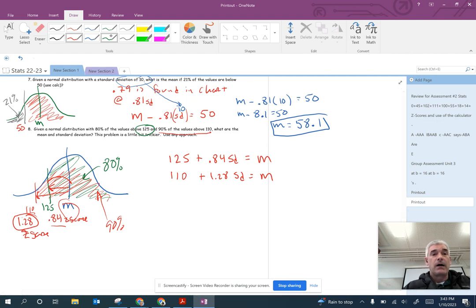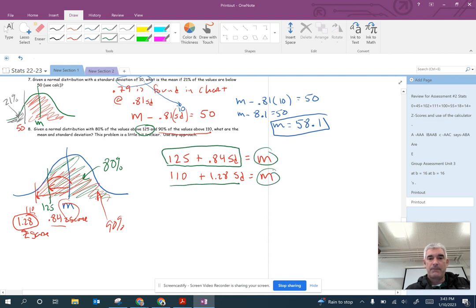Well, using systems of equations, if this equals m and this equals m, then I can use substitution. I can plug this in for m up above. So that's what I'm going to do. I'm going to do 125 plus 0.84 S. I'll call it D. I don't like using S. D equals 110 plus 1.28 D.